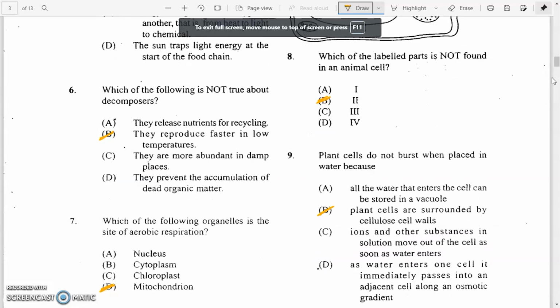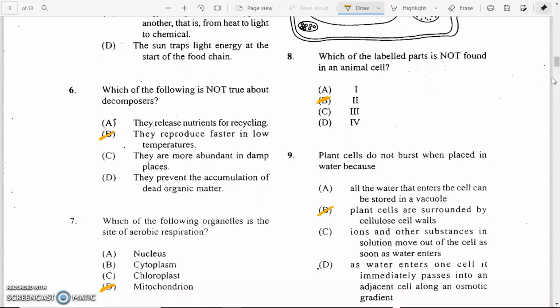Which of the following is not true about decomposers? Decomposers do not favor low temperatures. Low temperatures are cold environments. Decomposers flourish and favor warm temperatures. So B is the answer there.